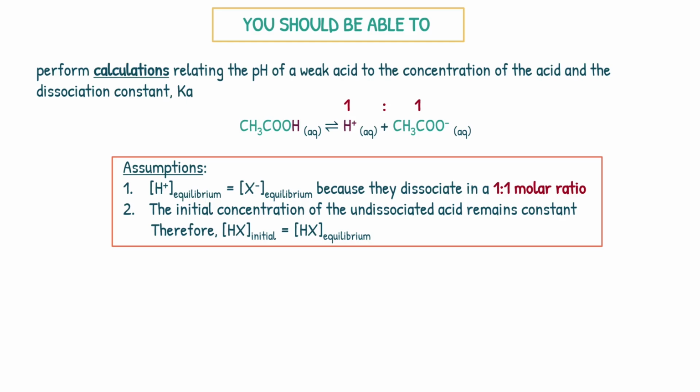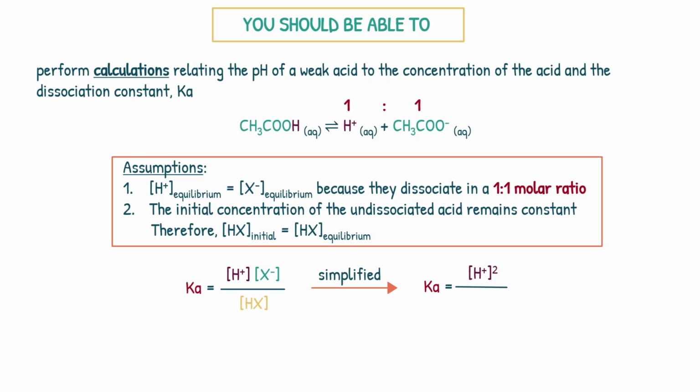So why do we care about these assumptions? Why do we care at all? Okay, and the reason is you need to be able to use them in calculations. So going back to our Ka expression, Ka equals H+ concentration times X minus concentration over our HX, we can simplify this to Ka equals [H+] squared, all right?